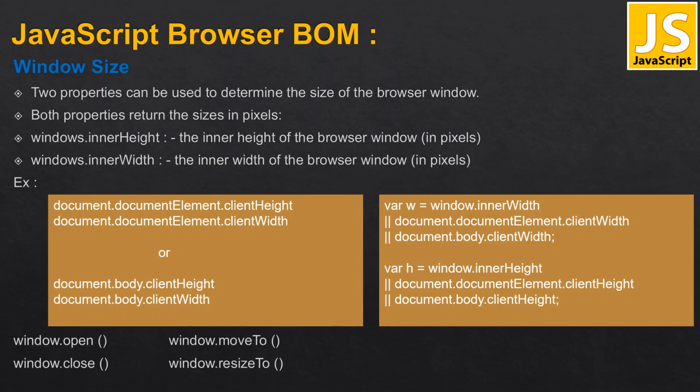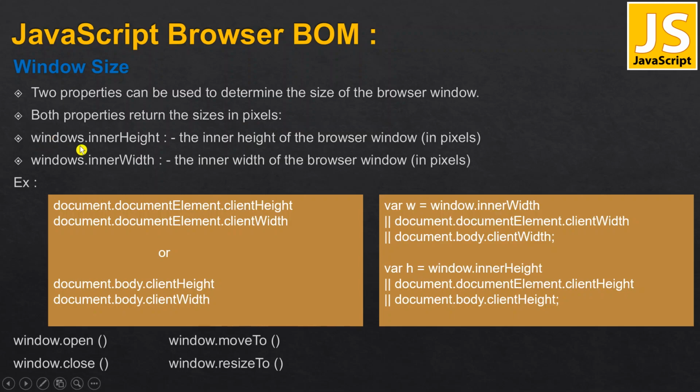In order to access the height and the width of the browser window by using JavaScript, what we should do, we will see in this class. Two properties can be used to determine the size of the browser window. Both properties return the size in pixels. Pixel means picture element, a dot on the screen.